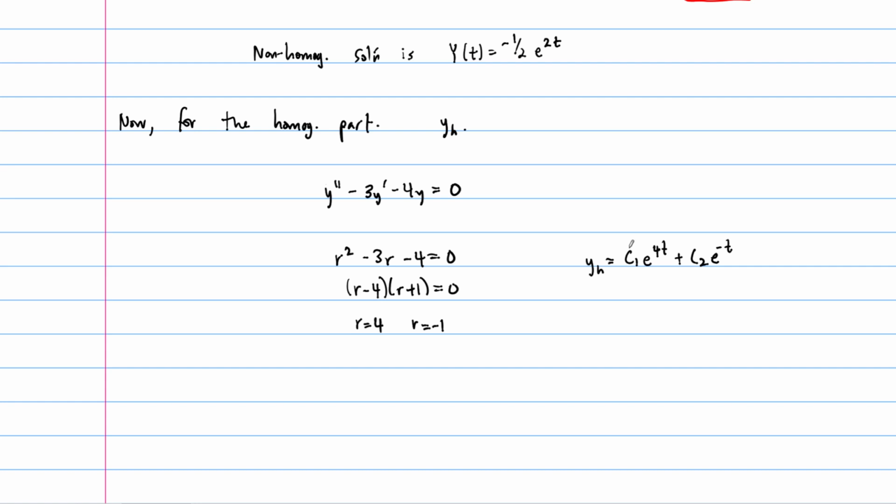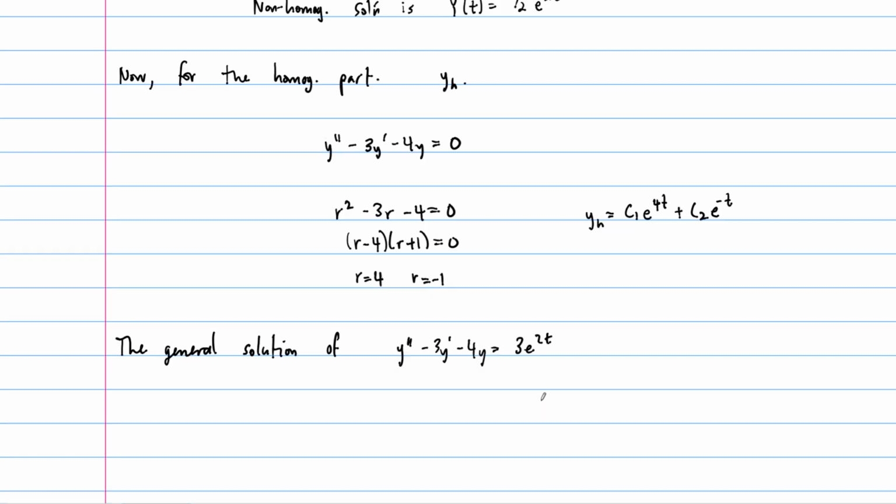All right, so now what we end up with is that the general solution of this differential equation has to include both parts. It has to have the homogeneous part and the non-homogeneous part. So the general solution of the DE, which I'll rewrite, is y double prime minus 3y prime minus 4y equals 3e to the 2t, non-homogeneous. The solution y is given by capital Y, the non-homogeneous part, plus y sub h, the homogeneous part.